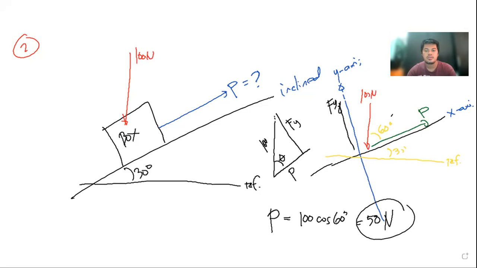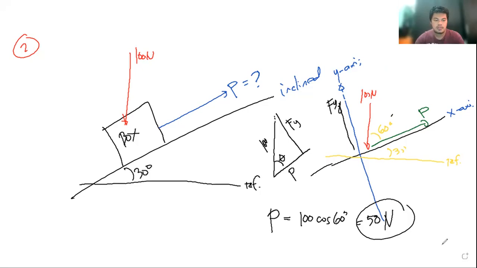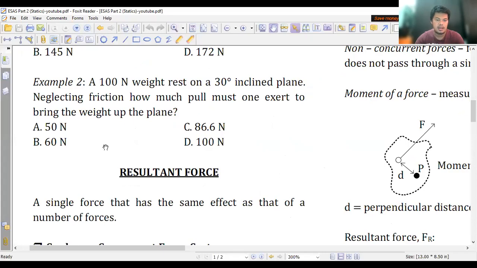Okay, so we can check now if we have 50 Newton from the choices. That's in letter A. So that's 50 Newton as the answer. Now we'll proceed to the next topic, which is the resultant.